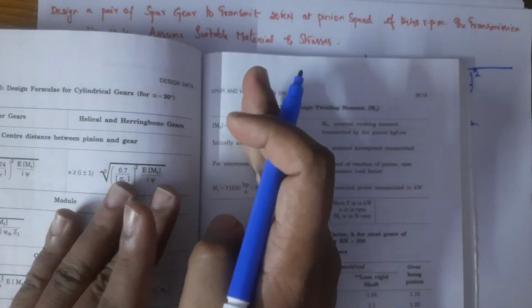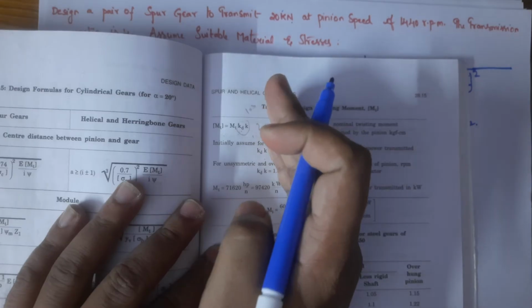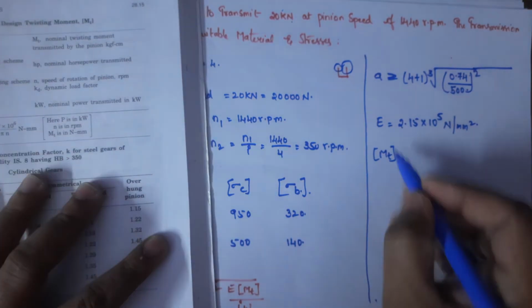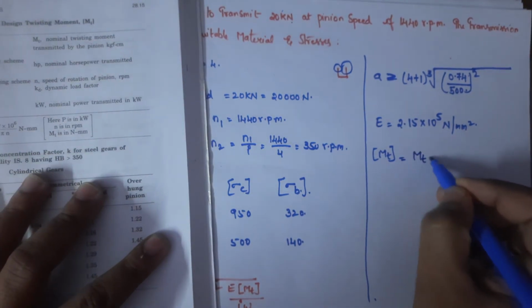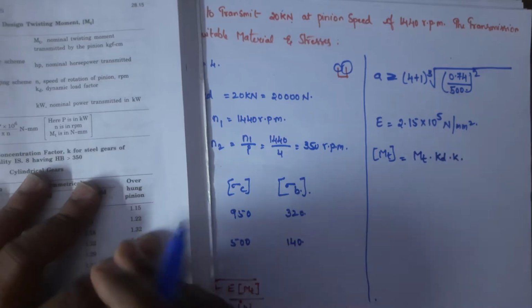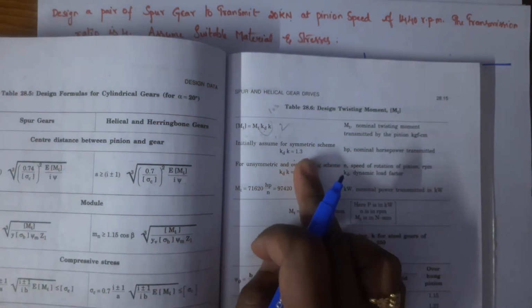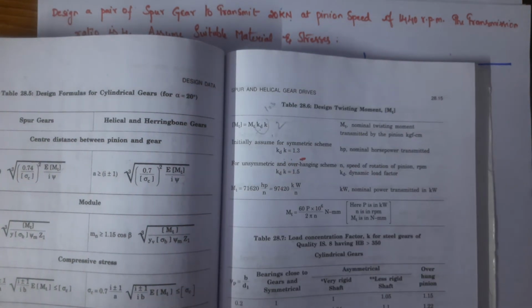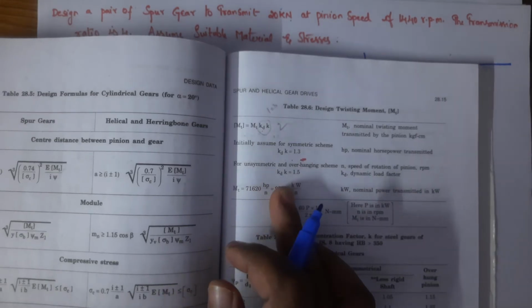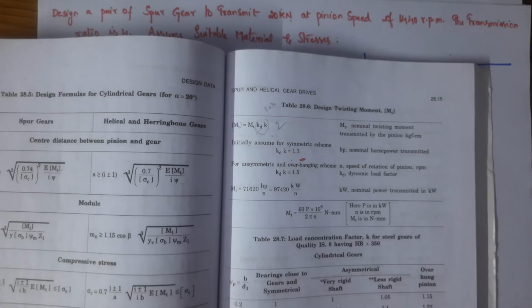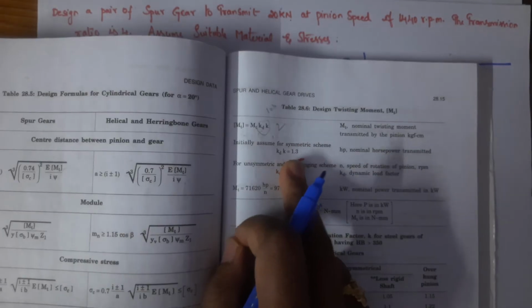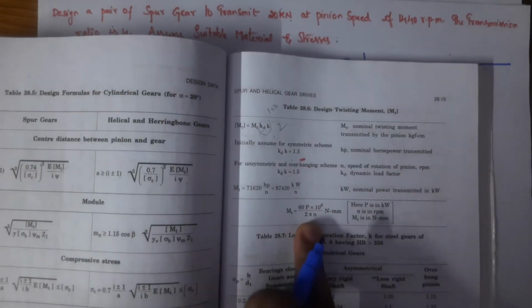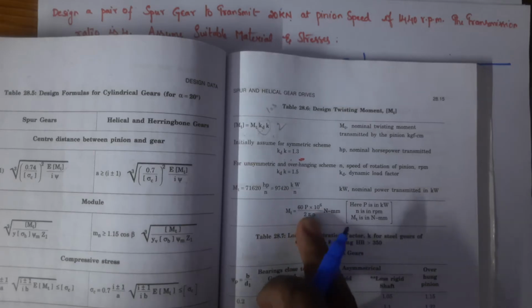The design value must be higher than the calculated value. Mt is nothing but your nominal twisting moment. The formula is Mt into Kd into K. Here spur gear and helical gear come under symmetrical sections. Unsymmetrical and overhanging schemes are for bevel gears and so on. So you can take the value of Kd into K as 1.3, and Mt can be found from the formula 60P by 2 pi N.